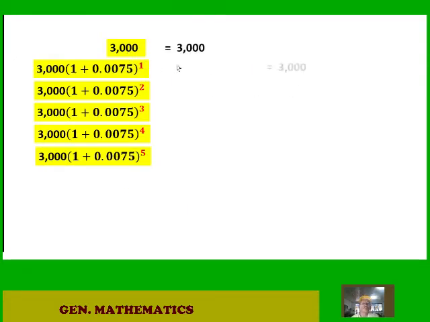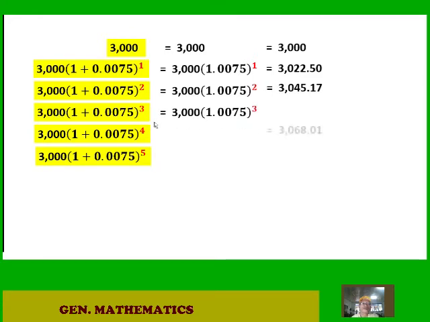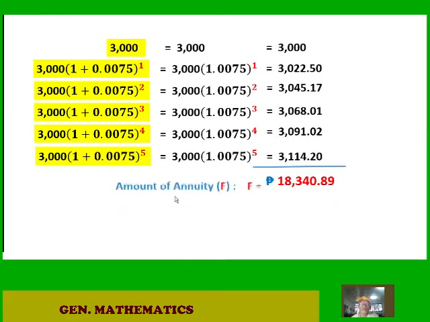3,000. This one, add, then raise to the first power, then multiply with 3,000. Raise to the second power, then multiply with 3,000. Raise this to third power, then multiply with 3,000. Similarly, raise to the fourth power, to the fifth power, then multiply with 3,000. So this is the amount of annuity F, 18,340.89 pesos. Now let us solve the same example using formula.